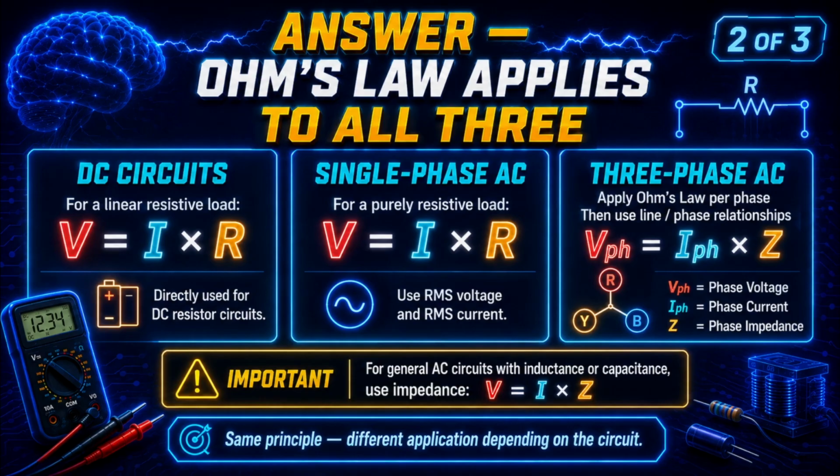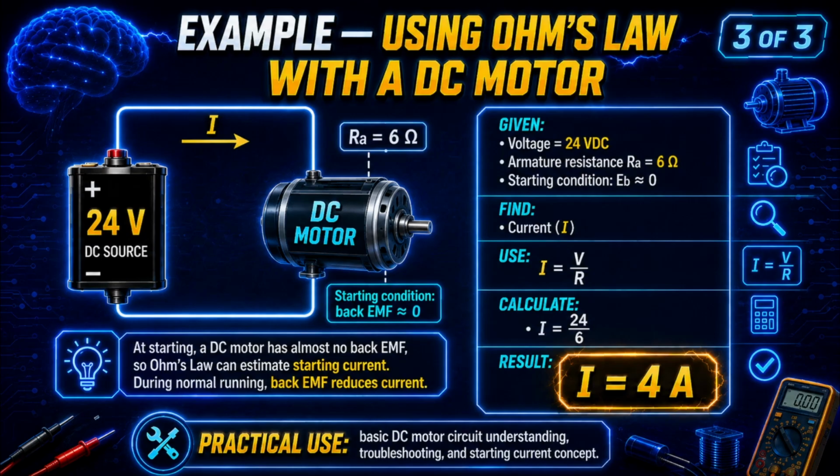Now let's see how this works in practical examples. First, let's look at a DC motor. Here we have a 24-volt DC motor with an armature resistance of 6 ohms. At starting, back EMF is almost zero, so using Ohm's law, I equals 24 divided by 6, which gives 4 amperes. As the motor starts rotating, back EMF develops and reduces the current.